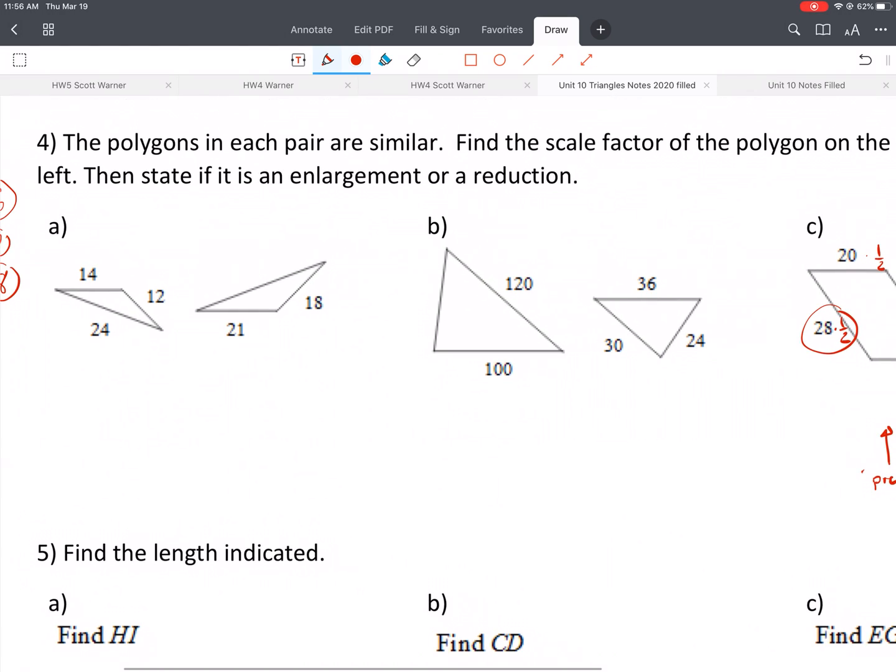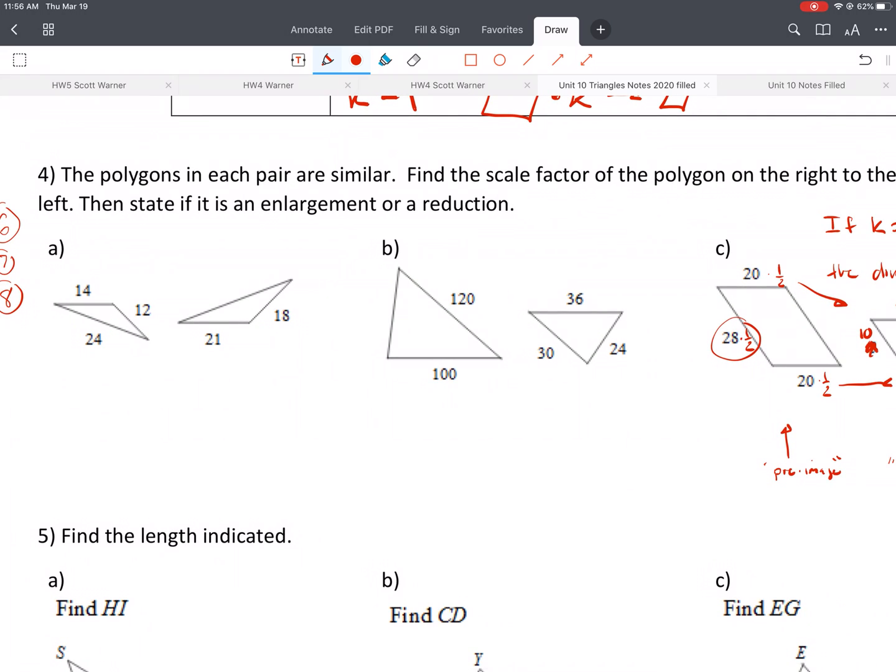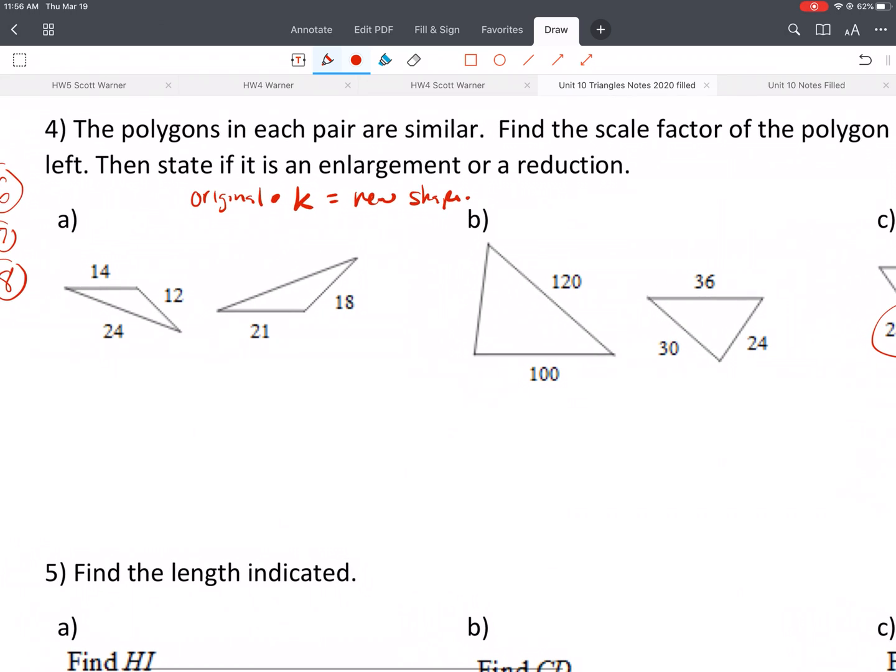To find the scale factor, or to use the scale factor, it's like the original shape times the scale factor gives us the new shape. So if you wanted to find the scale factor, you just need to divide both sides by the original shape. And this really is just a proportion.